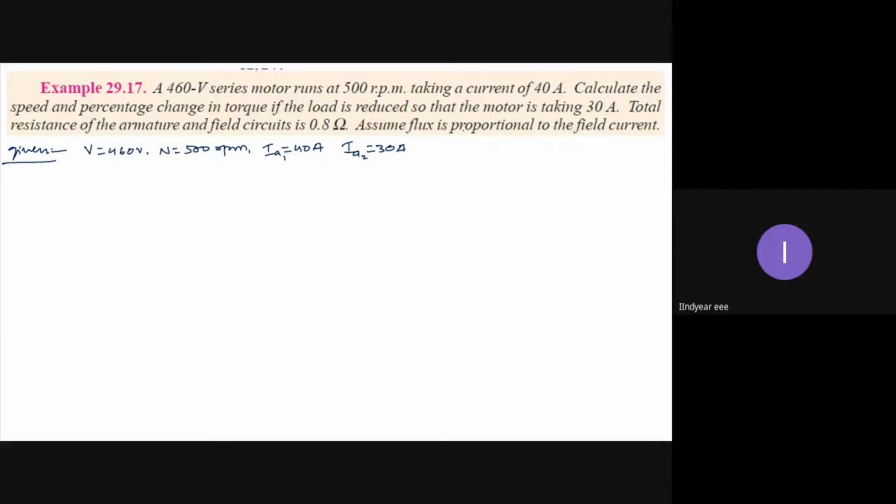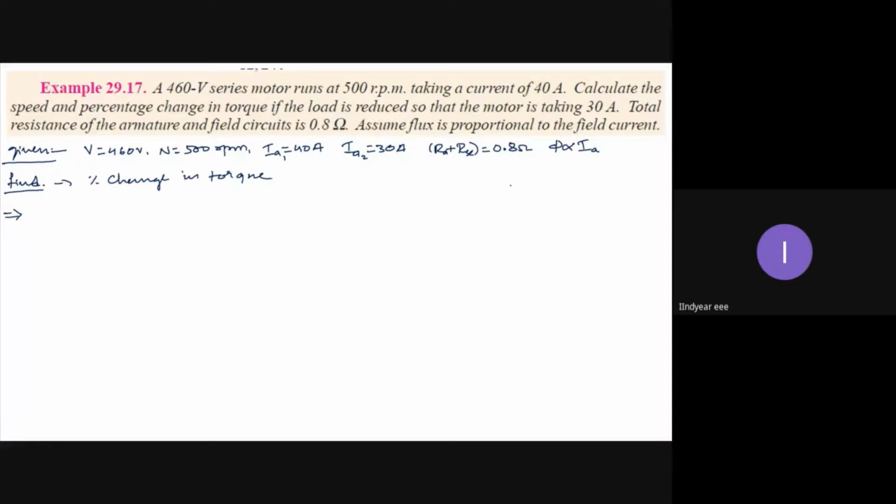The total resistance of armature and field, RA plus RSC, we'll keep as 0.8. And flux is proportional to the field current, that is nothing but my IA. So to find the percentage change in torque. Okay, so solution.